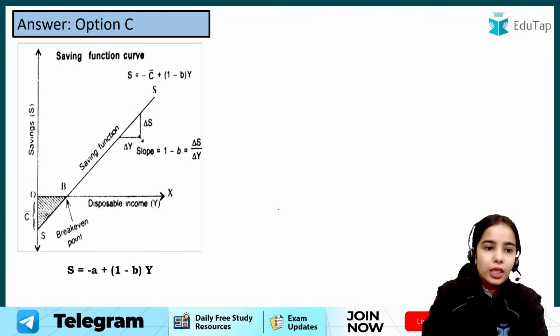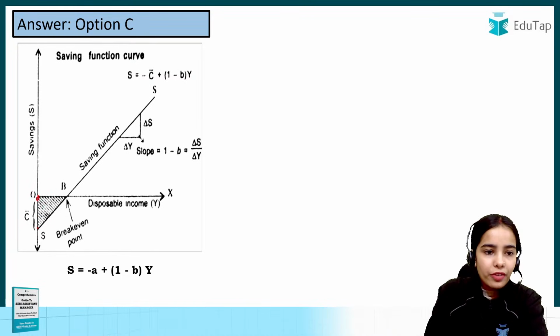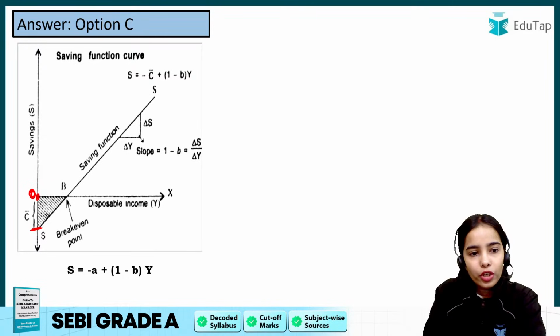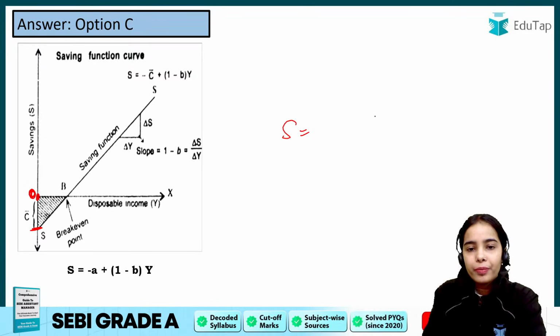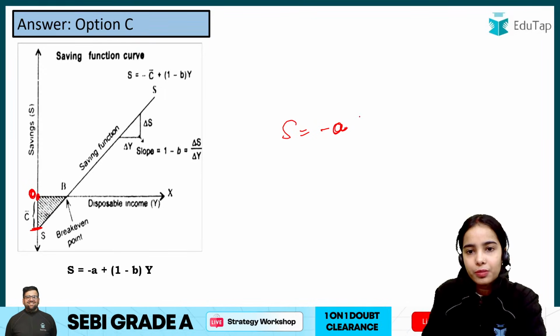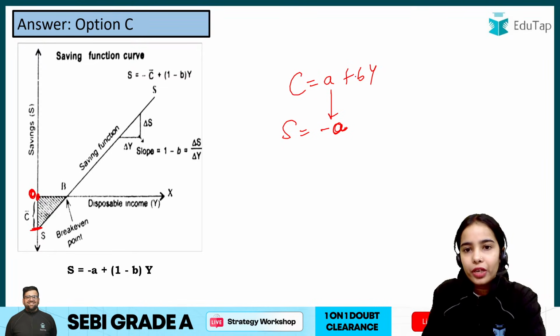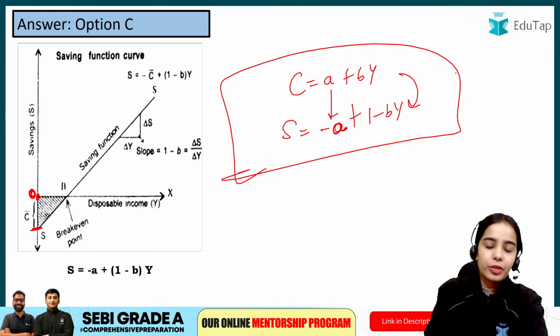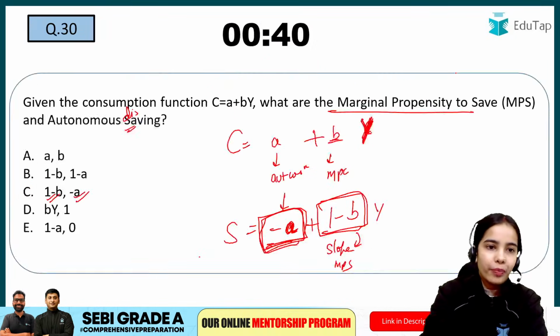Now here you can see that at zero level of income, there is autonomous dissaving happening. So autonomous saving is negative autonomous consumption. Consumption is A plus BY, so the saving function is negative A plus 1 minus B times Y. This is the saving function that can be derived from the consumption function.